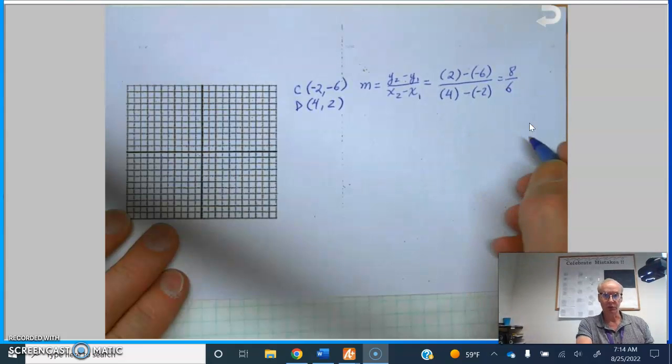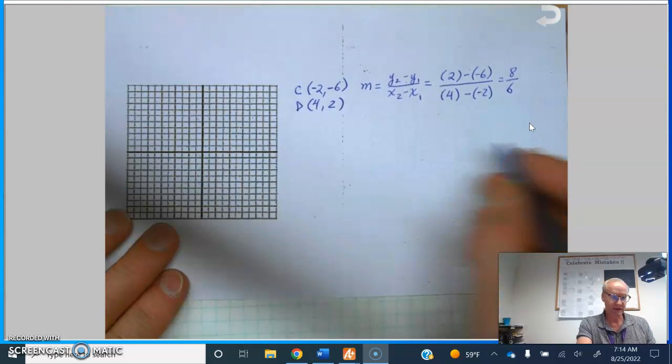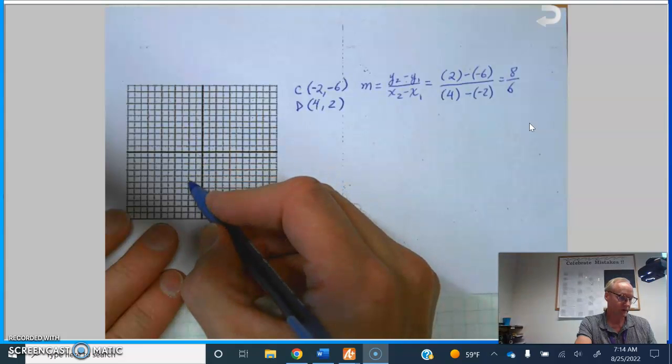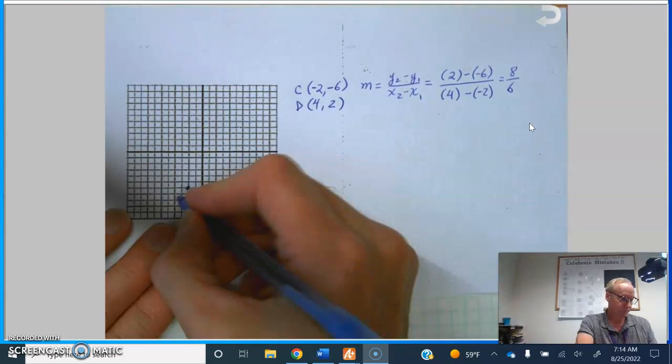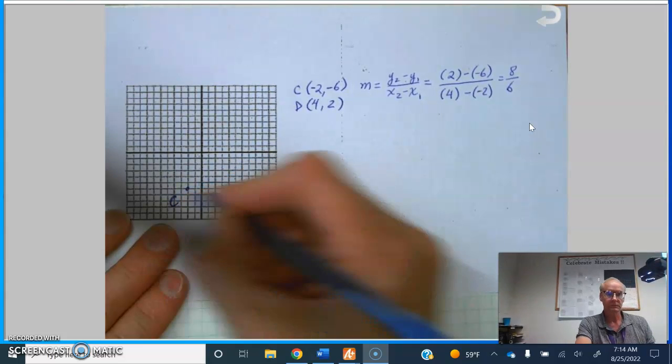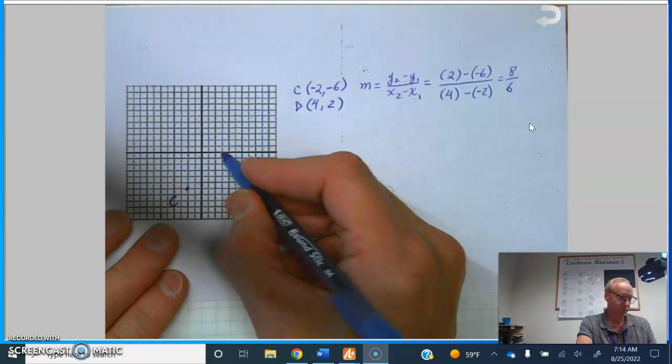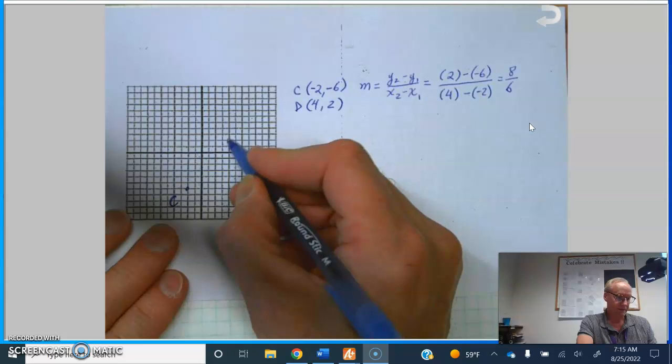Now let's graph our 2 points and take a look at that slope physically. So C is at negative 2, 1, 2, 3, 4, 5, 6. This is the point C right down here. And the point D is at 4, 2. 1, 2, 3, 4, 1, 2. We call that the first quadrant.